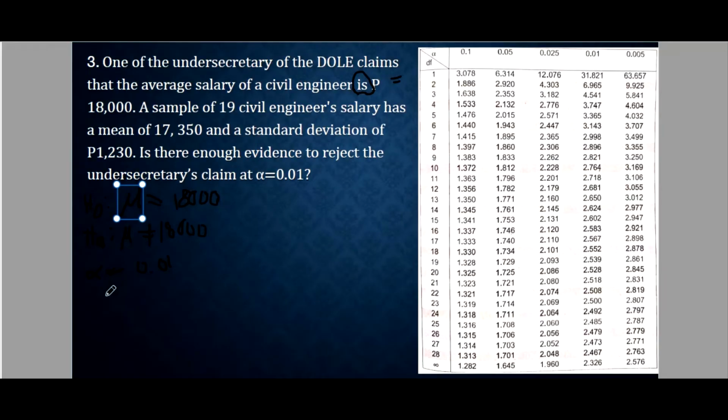Then, is it T or Z? Let's examine. We have n is 19, and this is a sample standard deviation, so this is s, 1,230. This means that this is a T test. Now, the next part is to determine whether it's a right-tailed, left-tailed, or a two-tailed test. It uses the not equal symbol, so this is a two-tailed test.